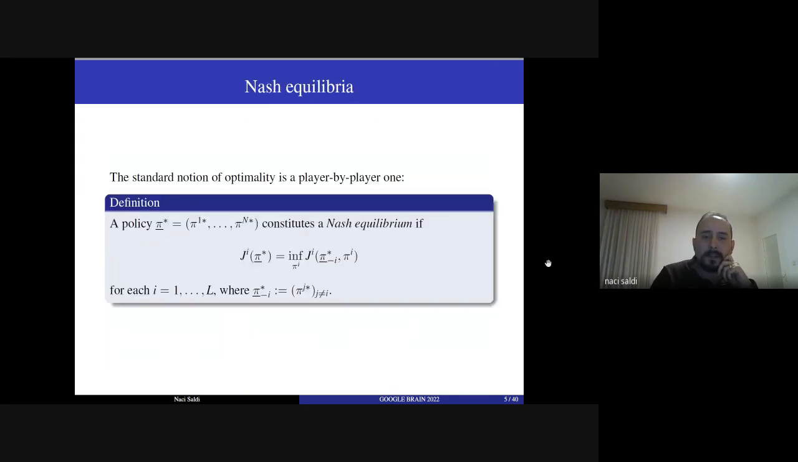Since our agents are coupled through their dynamics and cost functions, this is a game problem, and therefore the standard notion of optimality is the Nash equilibrium. Here is the definition of Nash equilibrium. A joint policy is a Nash equilibrium if we have the following identity for each agent i, and it says the following: the equilibrium policy for agent i is the optimal one given the policies of other agents at equilibrium. This is a classical definition in game theory.